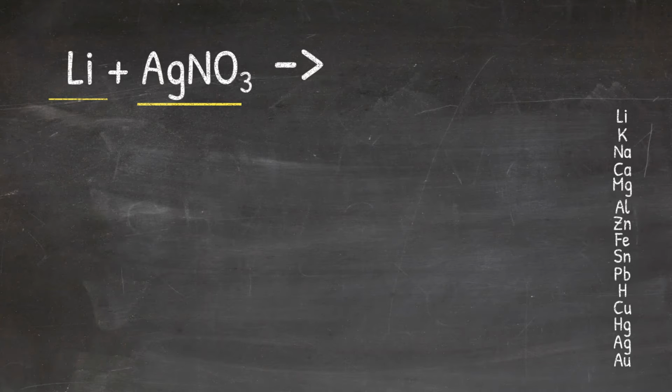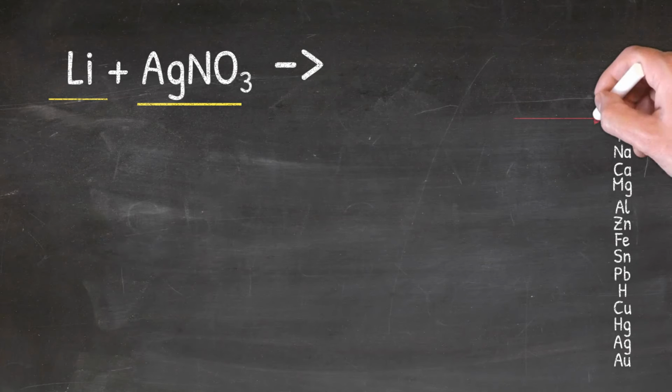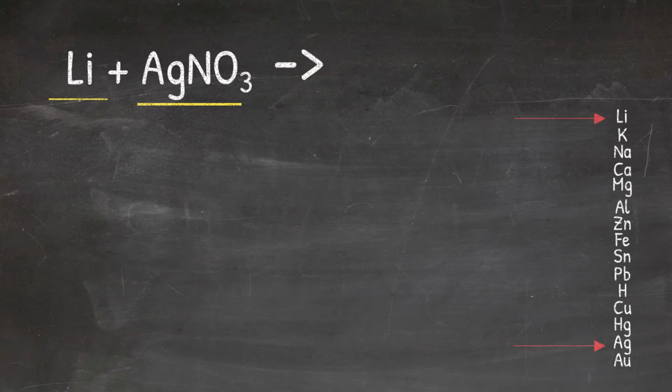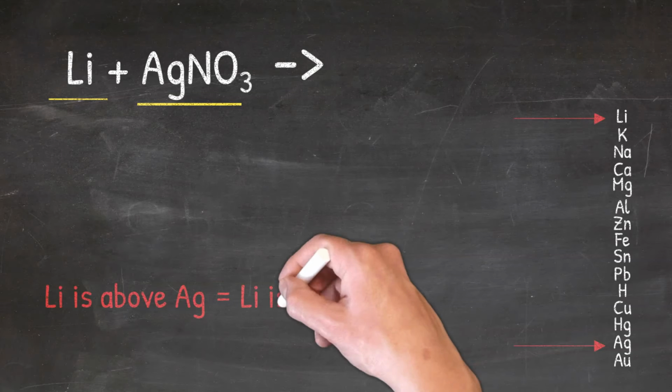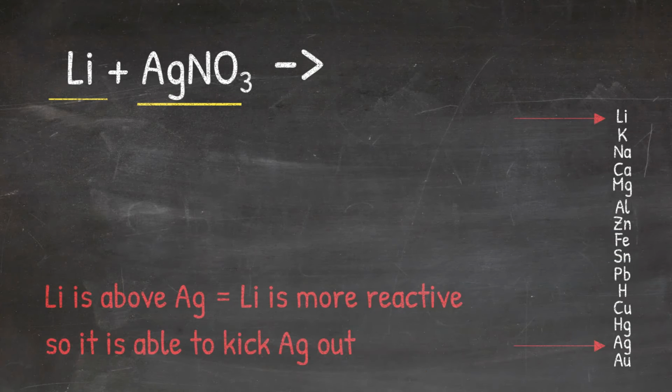What I mean by this is that lithium is the element by itself and it is a metal, so I'm going to compare that to the metal in the compound, which would be silver. I always want to look and compare the metal element by itself to the metal in the compound. So I'm going to see where is lithium compared to silver. I see that lithium is above silver, which means that lithium is more reactive. This means that lithium is able to kick silver out and replace it.